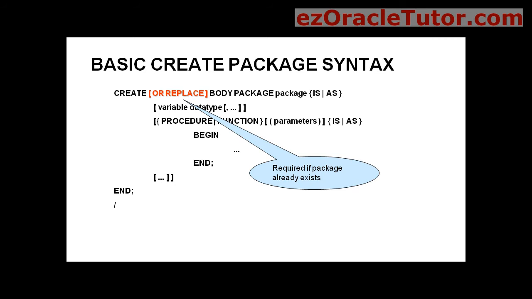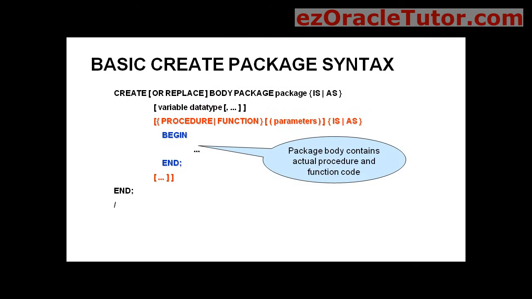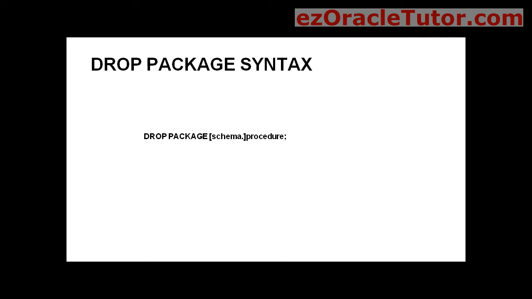Again, if I want to change the code for an existing package, I have to replace the package. I cannot alter a single piece in a package. You have to replace the entire thing. And we look at the data types again that apply for the entire scope of the package. And obviously each function or procedure has its own structure of begin, end, structures, including exception traps and so on and so forth. The alter package command allows us to compile the entire package, just the specification or the definition, or just the body. And the drop package command allows us to destroy the package.